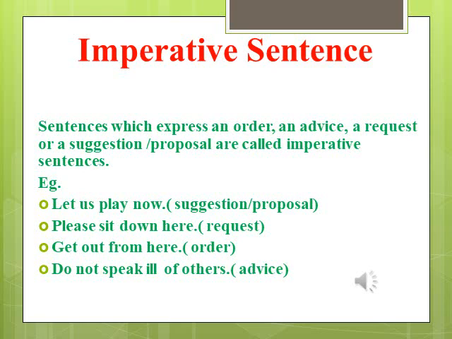Next sentence is please sit down. This is a request. Get out from here is an order. Do not speak ill of others is an advice. So these kinds of sentences which express an order, a request, a suggestion, or an advice are called imperative sentences.